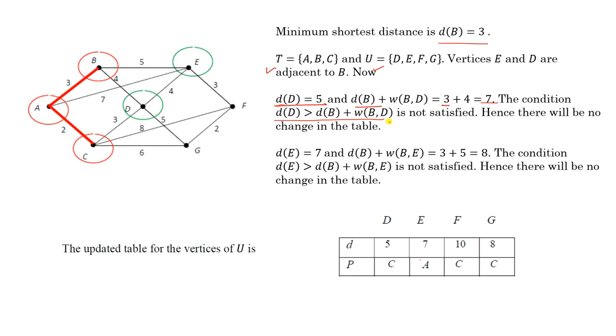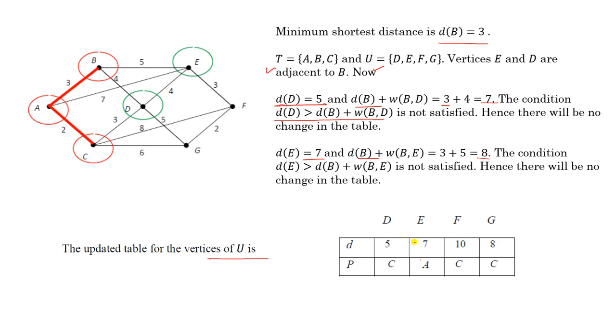No change will be there in the table because this condition is not satisfied. The shortest distance of D is 5, and through B it is 7, so we will not change the table. Similarly for E, you will calculate this. It is 7 and the distance through B is 8. 7 is less than 8, so this condition is not satisfied, so no change will be there in the table. So the table will remain the same. This table is for the vertices of U only.